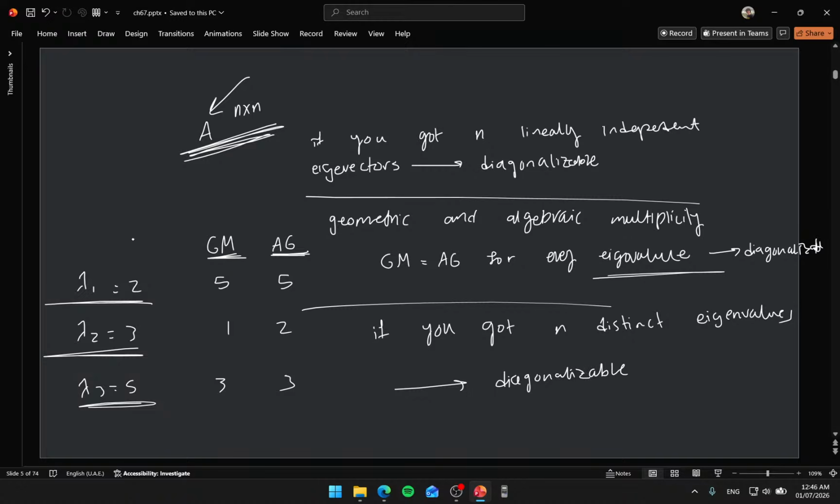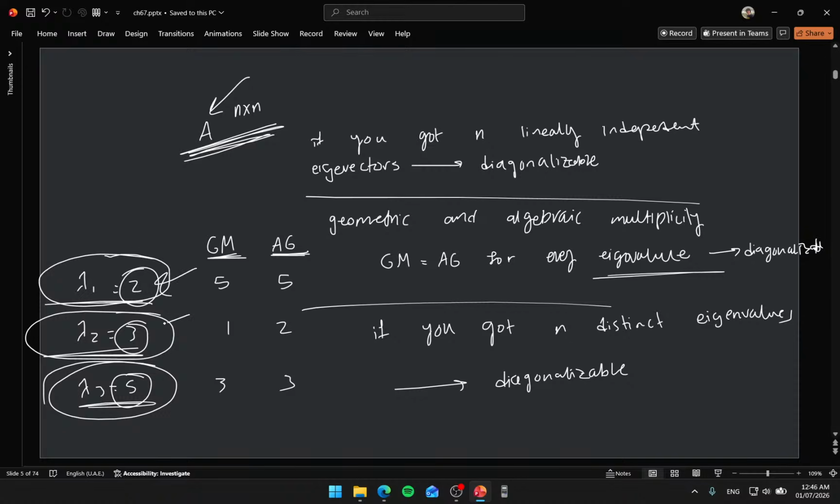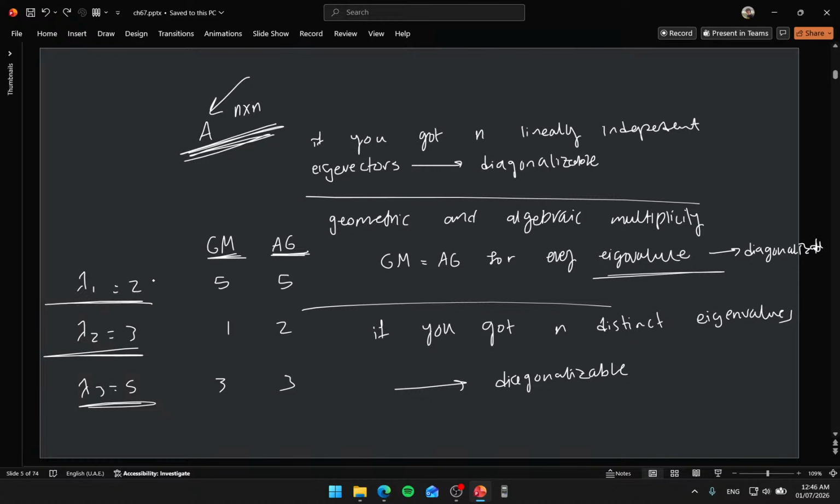So in this case, eigenvalue number 1 was 2, eigenvalue number 2 was 3, eigenvalue number 3 was 5. So they are distinct. They're not equal. None of them are repeated. Like it's not 2, 2, 5. It's 2, 3, 5. So all of them are distinct numbers, distinct eigenvalues.